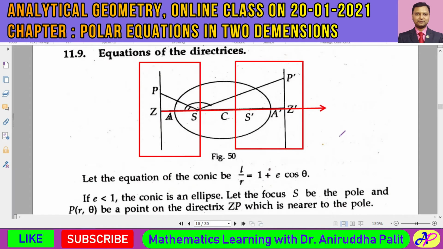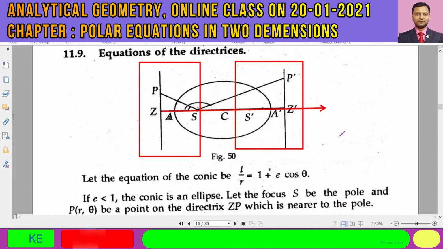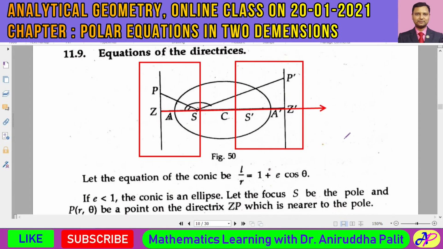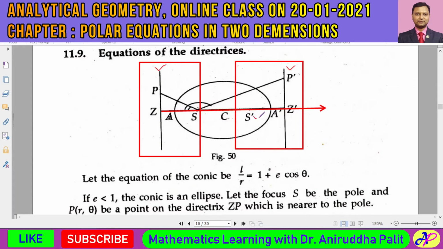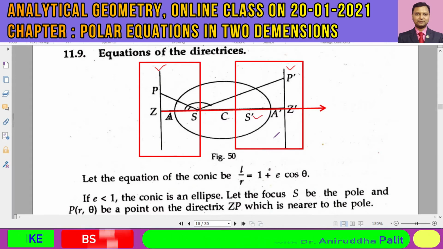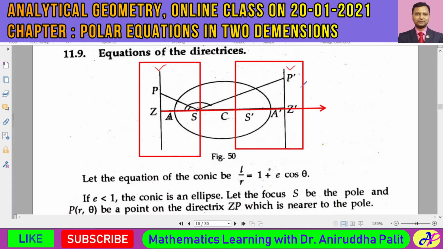Now we consider the equation of directrices. Generally, in case of an ellipse and in case of a hyperbola, we have two different directrices. One is the directrix near to the first focus, and another is the directrix near to the second focus. This second focus, if we call it S prime, then this is the directrix near to the second focus, and this is the directrix near to the first focus.